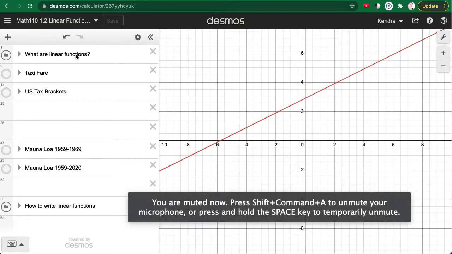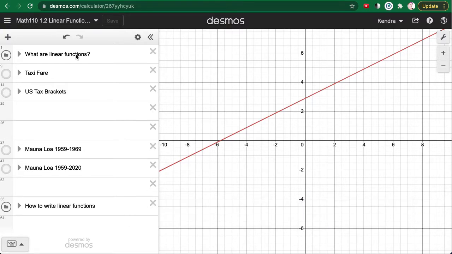I want to talk about linear functions and how we think about those linear functions in the context of real-world situations, and thinking about a better way to write linear functions than probably how you've been trained. Okay, so what are linear functions?